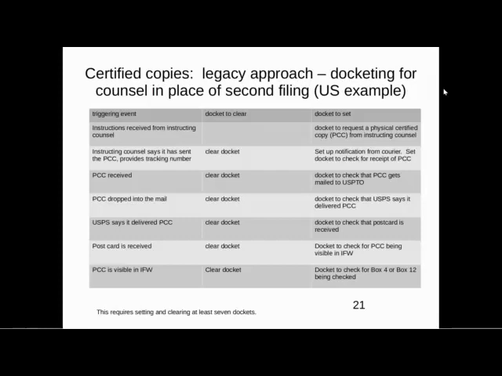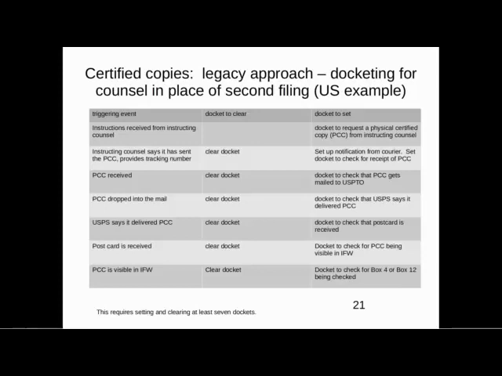Suppose you're the U.S. counsel in the Office of Second Filing. What happened? Well, your instructions came in from foreign counsel. Please file a design application in the U.S. Patent Office, in which case the first thing you had to do was set a docket to check and make sure that your foreign counsel sends you the physical certified copy. Then they send you a note that says, well, we sent it to you, and here's the DHL tracking number. So now you have to set up a notification to make sure that DHL actually delivers it to you, and then set a docket and make sure the physical certified copy shows up. Then when it shows up, you have to dock it to make sure that we don't forget to send it to the USPTO.